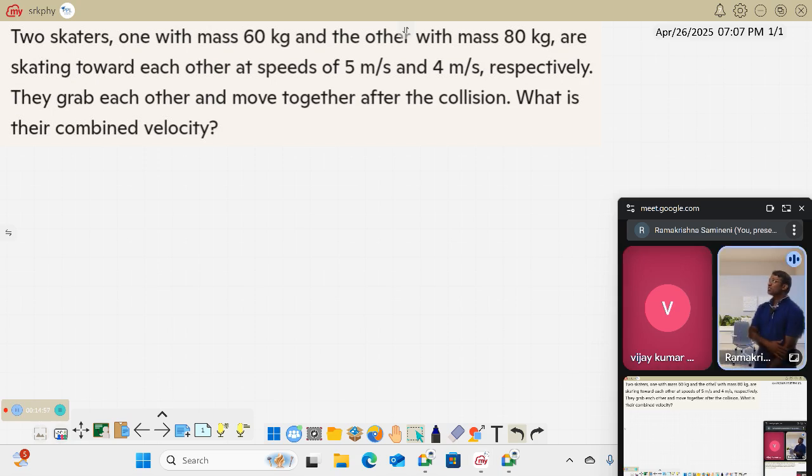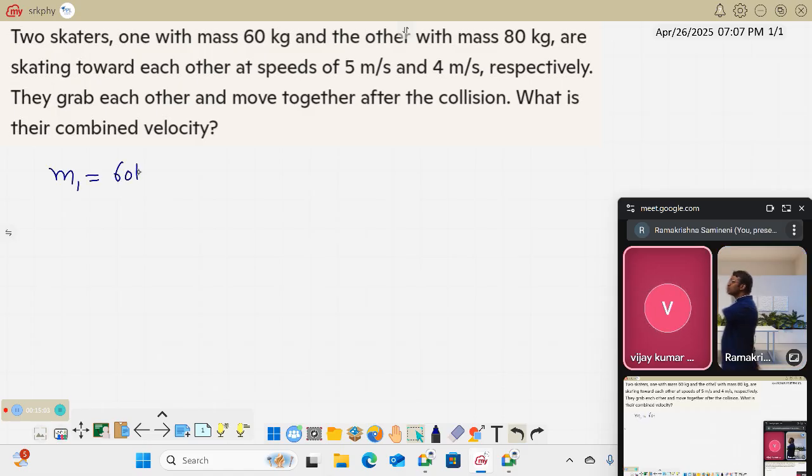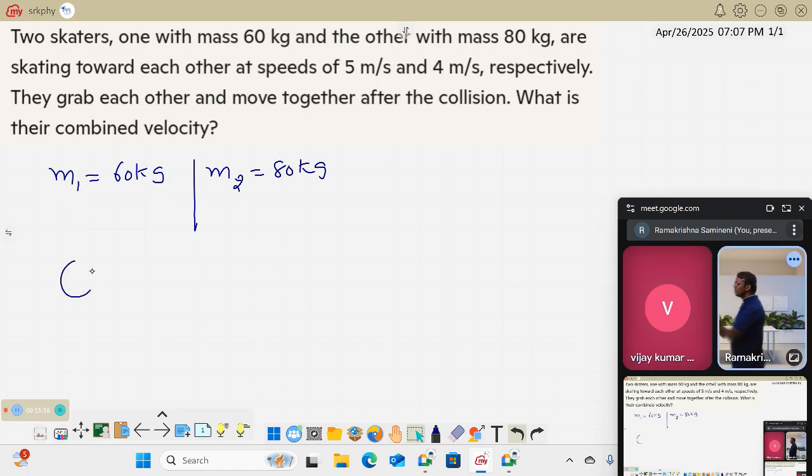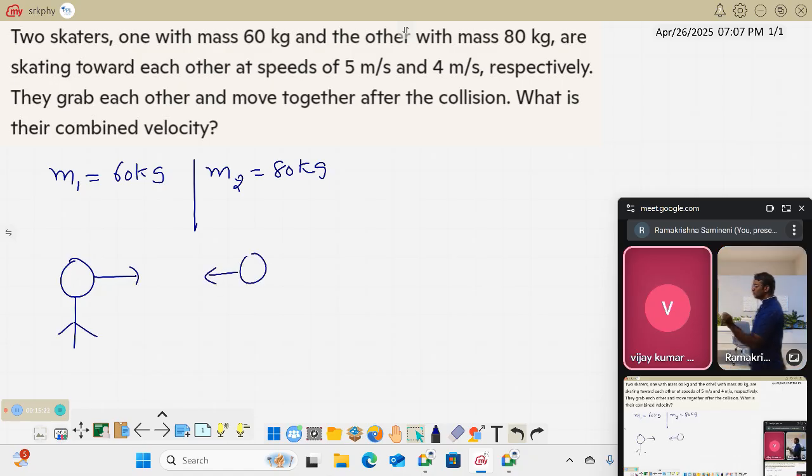What is given in the question? Two skaters. One has mass 60 kg, and the second has mass 80 kg. Both are skating towards each other. Towards each other means one person going like this, another person going like this. Yes or no? This is the way they are moving towards each other.